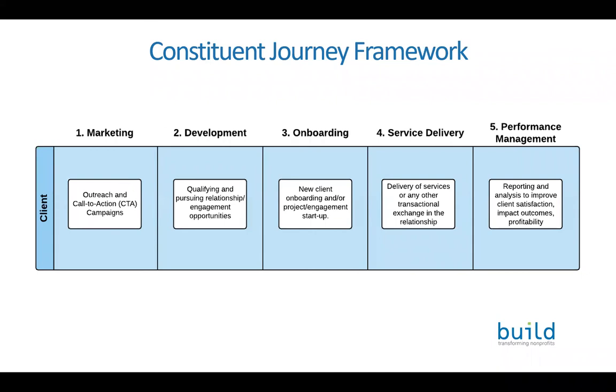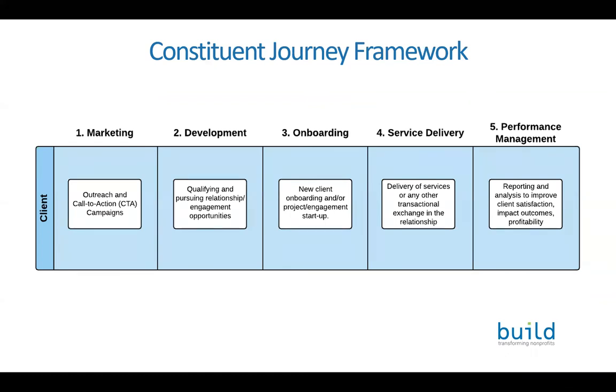And then during the service delivery phase, we're really delivering any services or any other transactional exchange in the relationship. This is basically the heart of the engagement, so to speak. It is, in some senses, the longest or at least the most intense phase, where you're really in the process of delivering services within the context of that relationship. And then ultimately, every journey needs to have some sort of performance management aspect to it. And as you can see here, it's reporting and analysis to improve client satisfaction, impact outcomes and profitability.